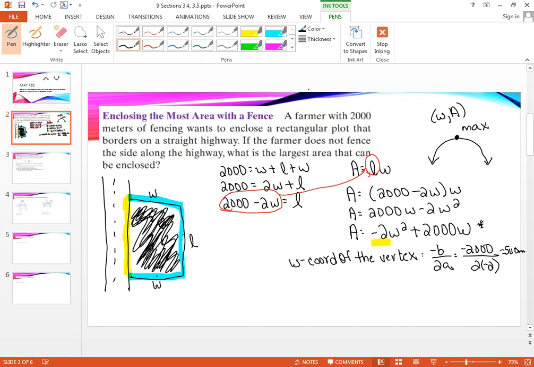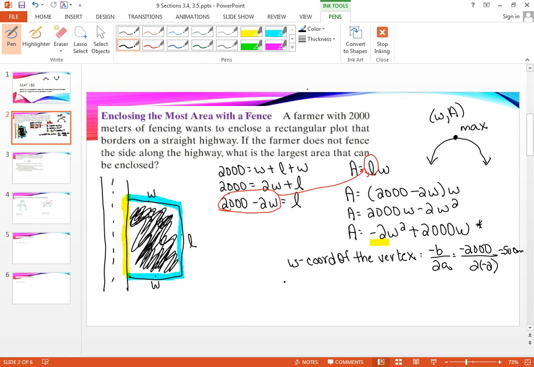Okay. So once I got the W coordinate, I can get the A coordinate that goes with it. I can plug 500 into my function, like so. And if I work that out, I should get 500,000, and this is square meters because we're talking area.